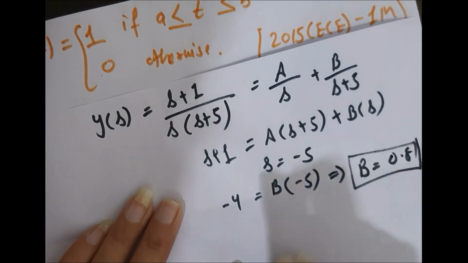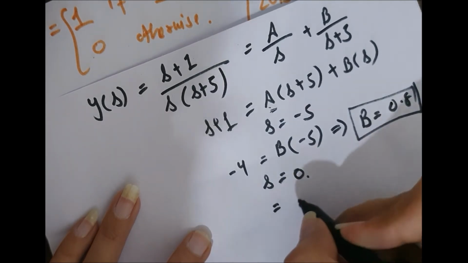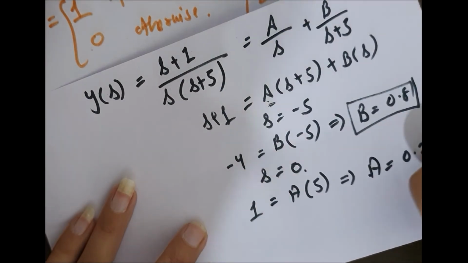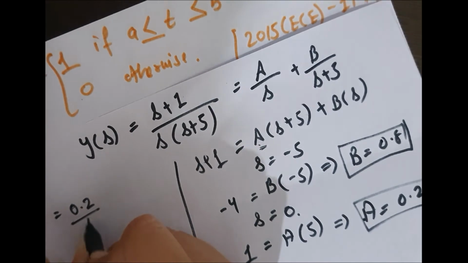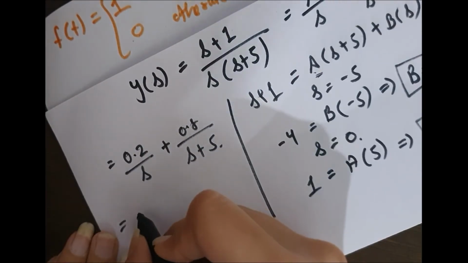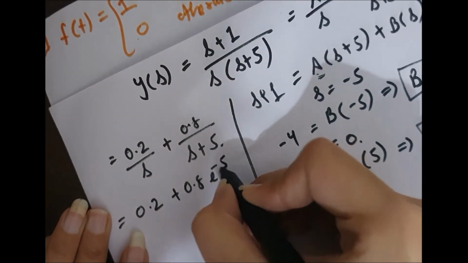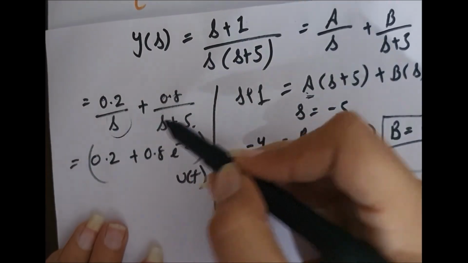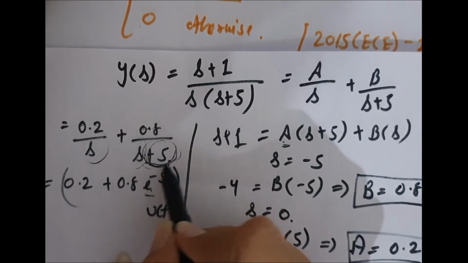B comes out to be 0.8. Now put s equal to 0 for finding the value of A. A will come out to be 0.2. Just put it here: 0.2 upon s plus 0.8 upon s plus 5. Just take its Laplace transform. Minus 5t u(t). Again this u(t) is because of this 1 by s. This exponential minus 5t is because of the frequency shifting property.